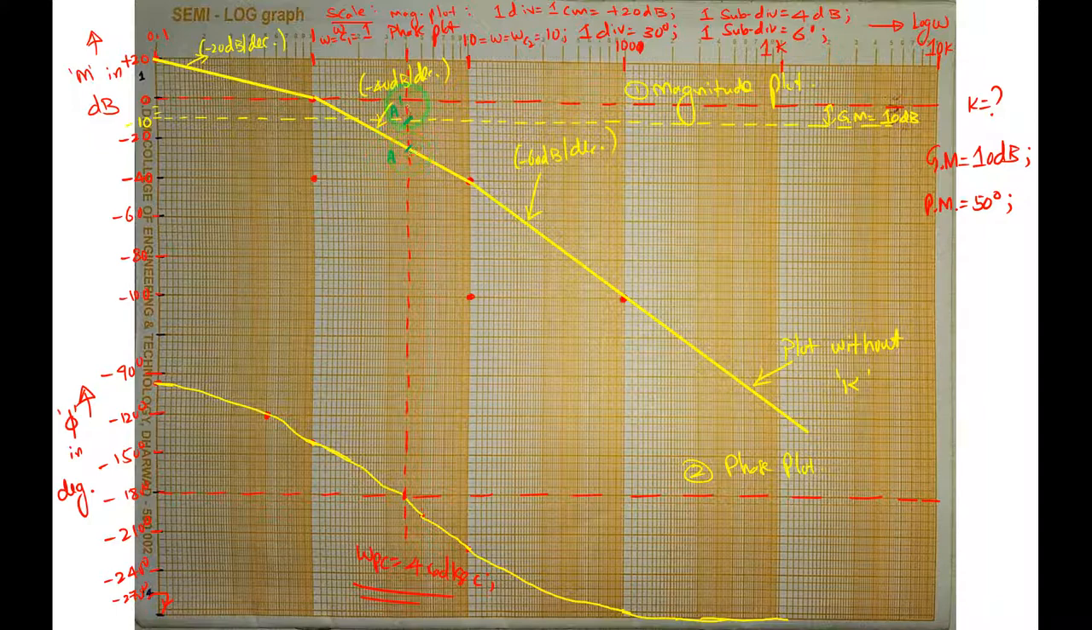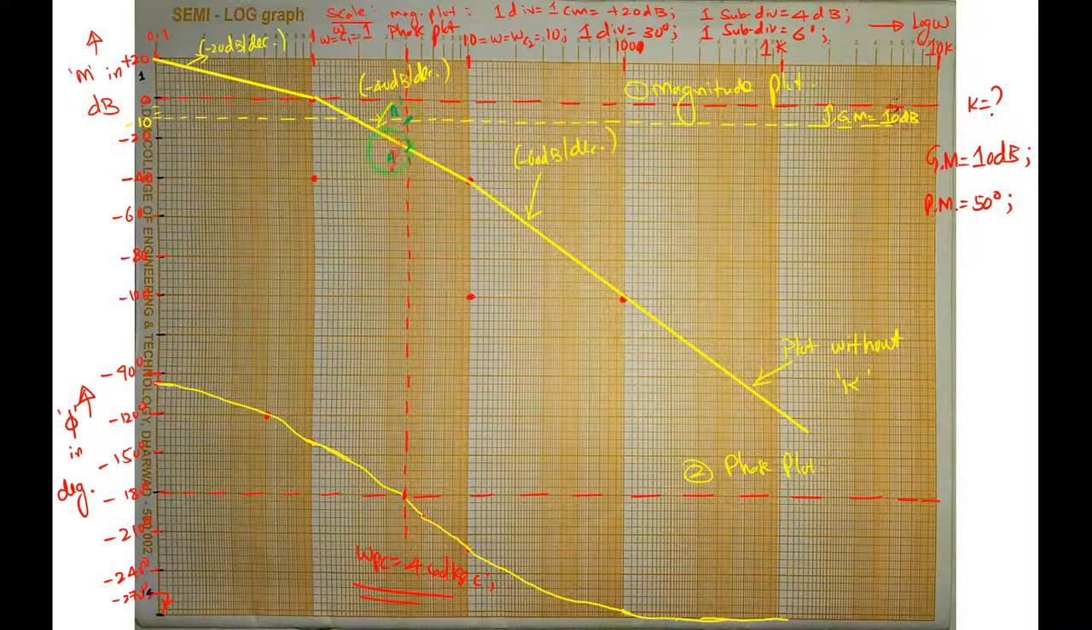The shift is, don't take this 0 dB as the reference line. Now the reference line has shifted to 10 dB, right? Because the gain margin is 10 decibels. This plot has to shift 10 dB up, so that I get the plot with the effect of k. So this has to be shifted by what amount?